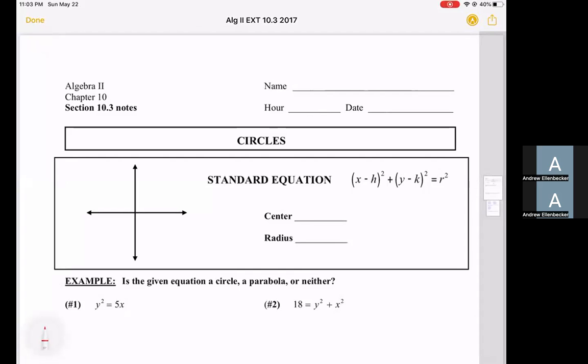So the standard equation for a circle is x minus h squared plus y minus k squared equals r squared. In this case, the center is at (h, k). And those letters should be familiar from earlier this year because we had vertices and things like that found at (h, k). So h and k are kind of common letters we use.